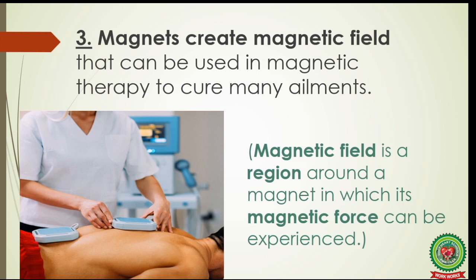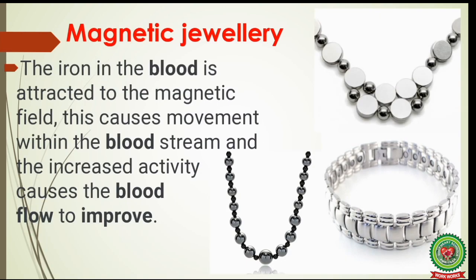You must have seen people wearing magnetic jewelry. Why do people wear magnetic jewelry? We have studied in earlier classes that iron is present in the hemoglobin of blood. Because iron is a magnetic substance, it is attracted to the magnetic field produced by the magnetic jewelry, and this causes movement within the bloodstream, and the increased activity causes the blood flow to improve. As the blood flow improves, it reduces pain and cures many ailments.